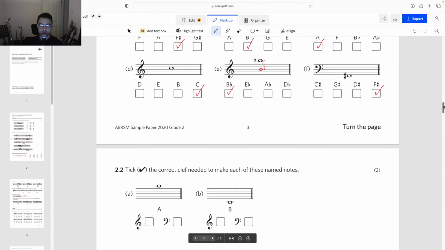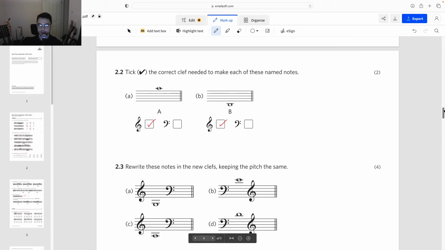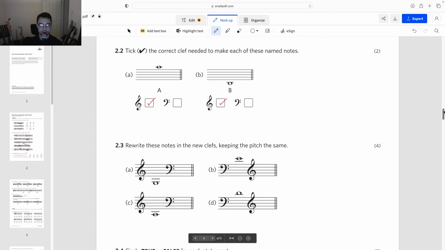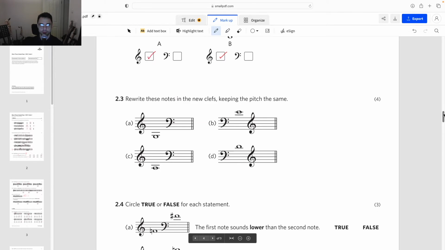Let's move on to 2.2. Tick the correct clef needed to make each of these named notes. All right, so where is this an A? It's an A in the treble clef. And where is this a B? Also in the treble clef. And of course, if you're learning an instrument and you're reading a lot, then these are just things that are going to be quite easy for you to remember.